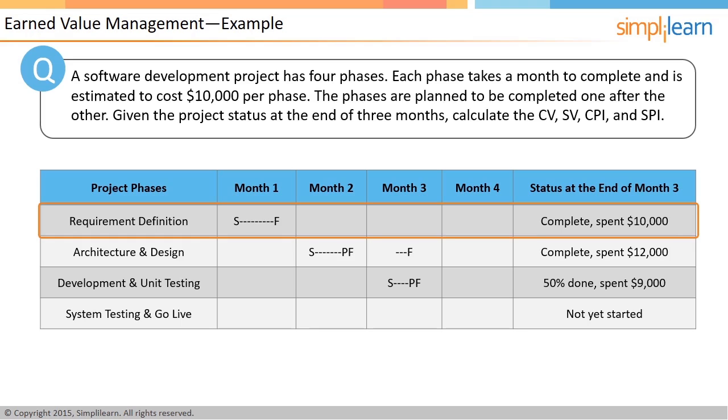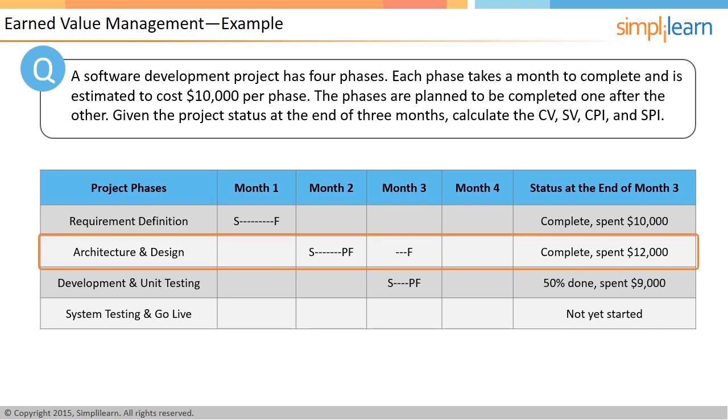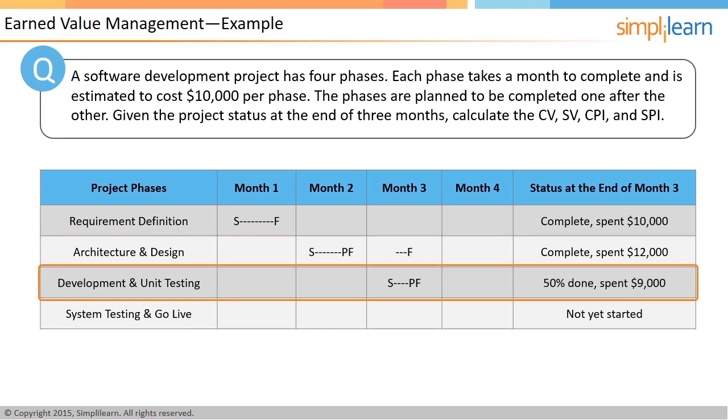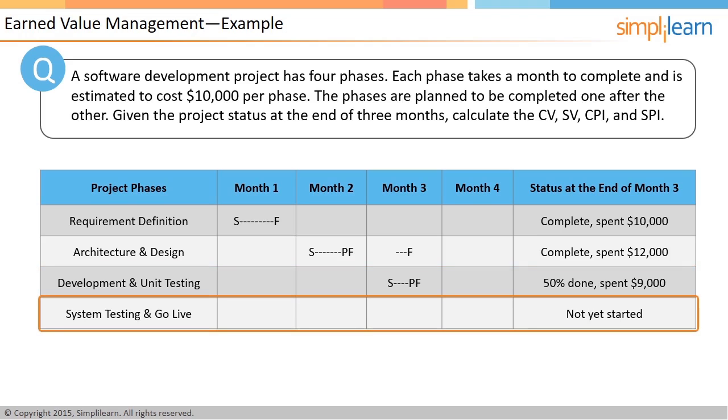Requirements definition is completed and actual spending on this is $10,000. Architecture and design is done and actual spending on this is $12,000. Development and unit testing is only 50% done, though it was supposed to be completed by 3rd month. It has cost $9,000 until date. System testing and go live has not yet started.